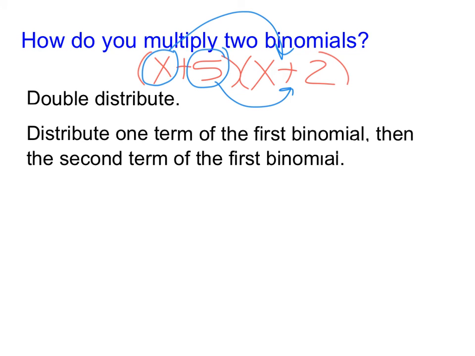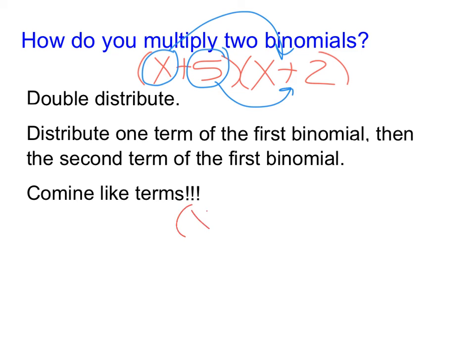Then the second term of the first binomial. And then combine like terms. So here's how I'm gonna have you do this. Can you use FOIL? If you know it, sure. Just make sure you're doing it right. The reason is we're gonna get into some harder problems in Algebra 2, so I wanna show you another way to do it.